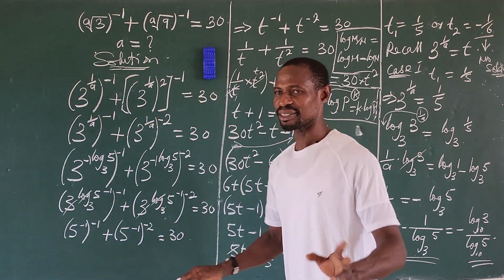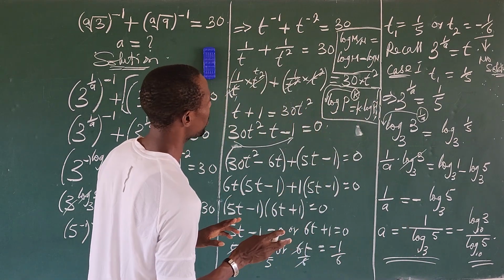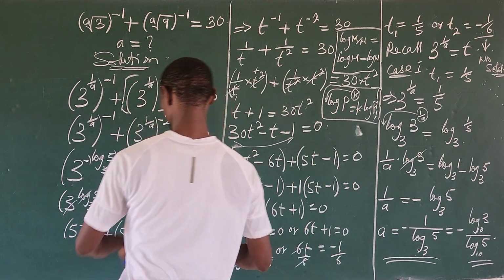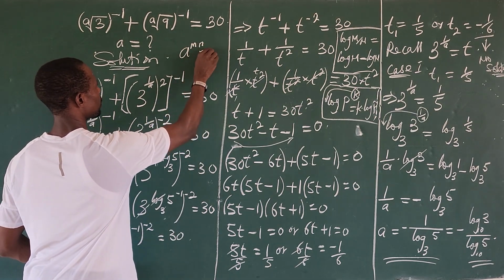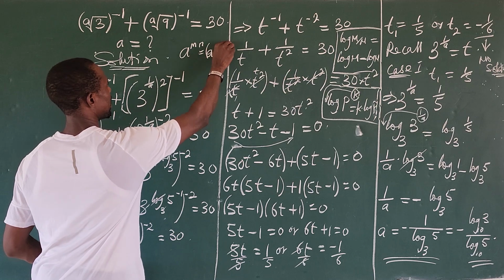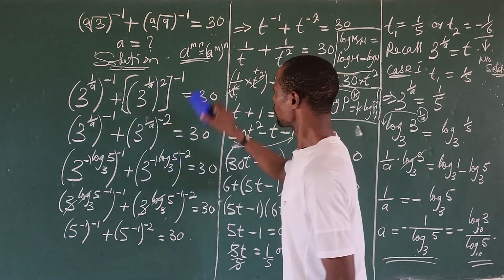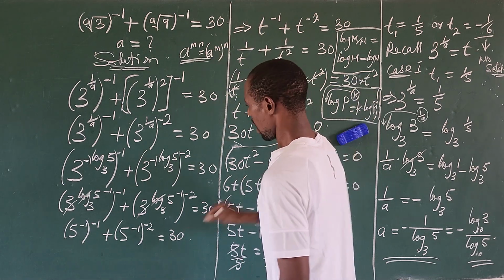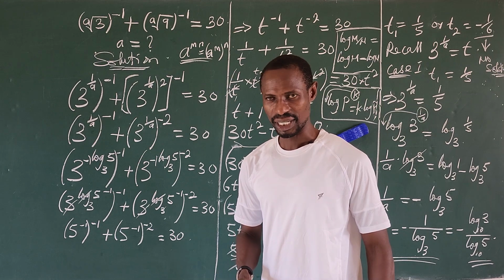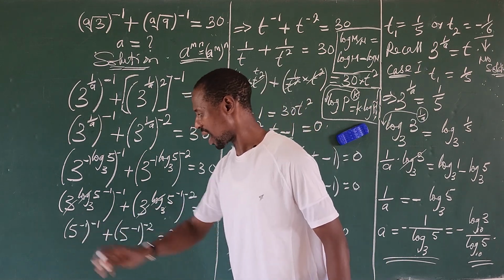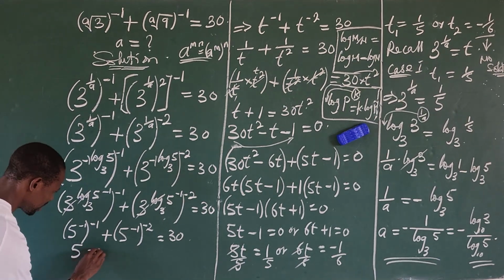Easy. So according to the law of indices, which says that if you have a to the power of m, all to the power of n, this is equal to a to the power of m times n. So if we look at this law, we can use this to multiply. So we have minus 1 times minus 1, which gives us plus 1. So automatically this gives us 5 to the power of 1, and 5 to the power of 1 gives us what? 5. So here we have 5 plus.